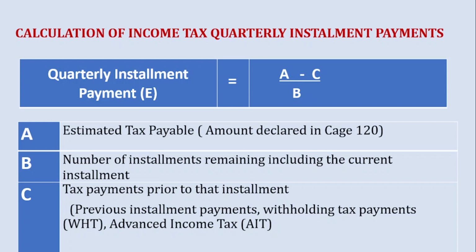Tax payments made by such person prior to the installment can be deducted under C. Accordingly, payments made in the previous installments and withholding tax or AIT deducted by the withholding agent can be deducted. However, deduction of advance payments made by such person is not allowed at this stage. That means the advance payments paid by the taxpayer should be considered under F.